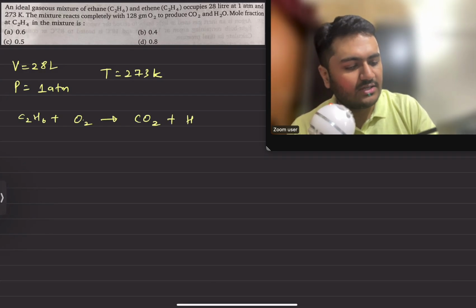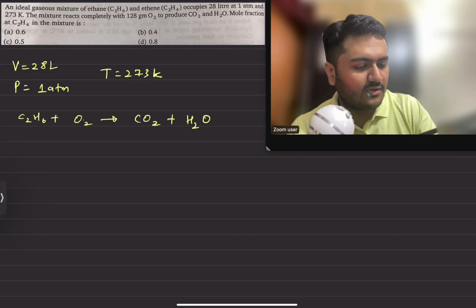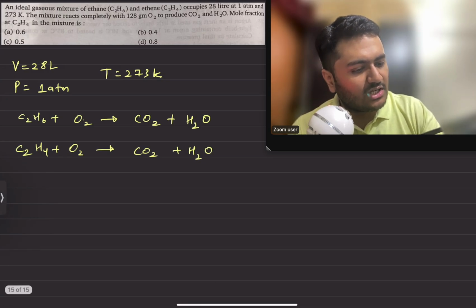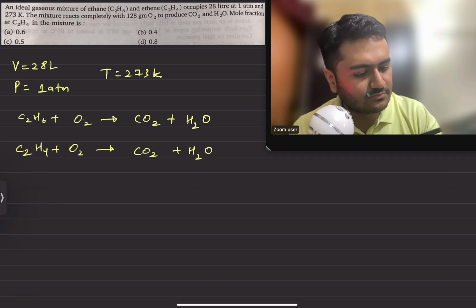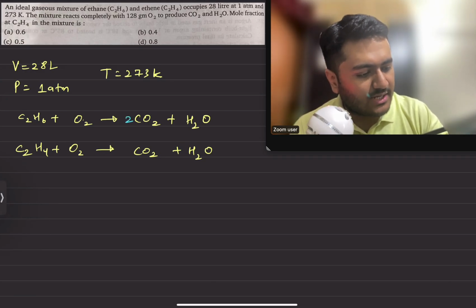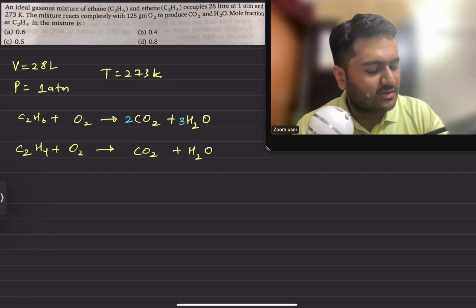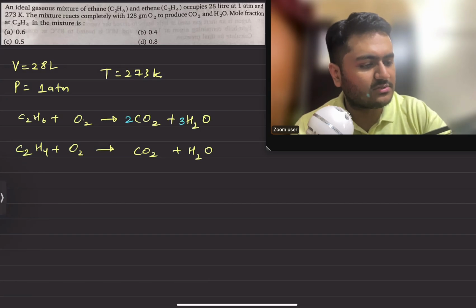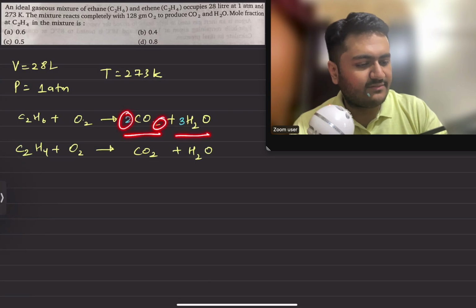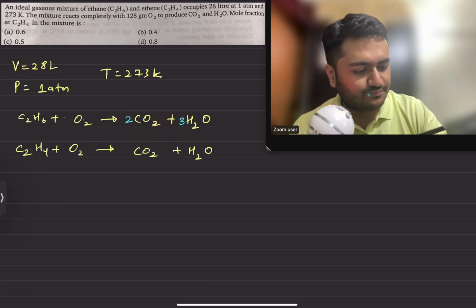And in the same way, C2H4 plus O2 will form CO2 plus H2O. Now let's balance these reactions. Carbon is balanced. Then let's balance hydrogen. Now let's balance oxygen. So 4, here it is 2 into 2, 4 plus 3, 7. So here it will be 7 by 2.